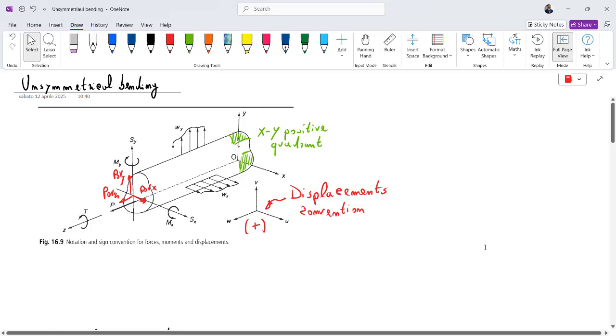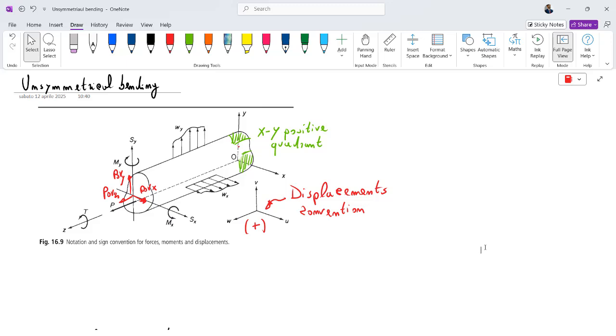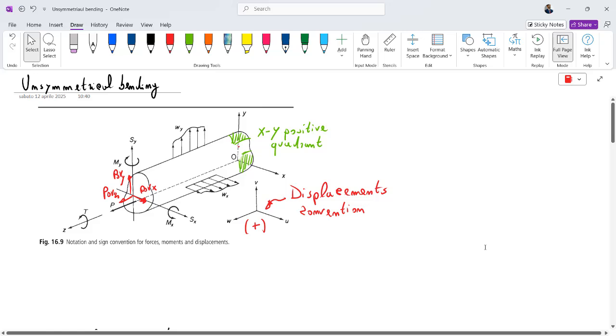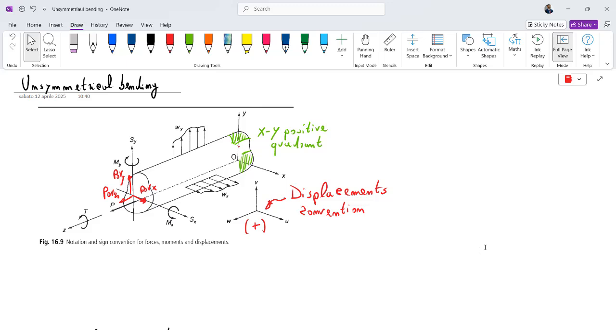Hello to everyone, here we go in another video, and today the topic is unsymmetrical bending. But before explaining an exercise relative to this topic, I want to show you some concepts to derive the formulation of the bending stress due to unsymmetrical bending.